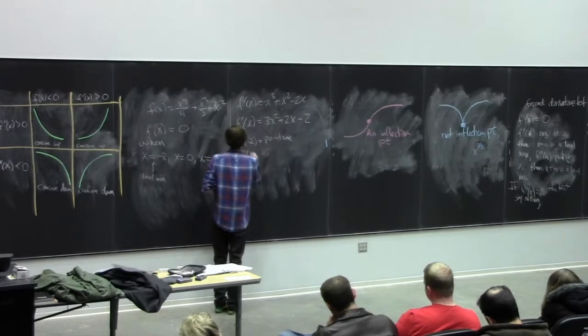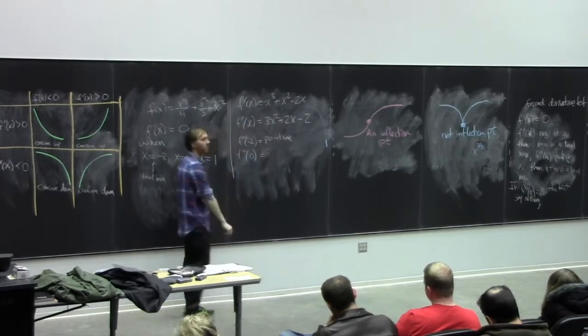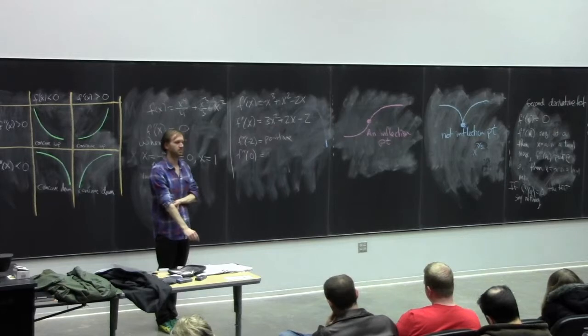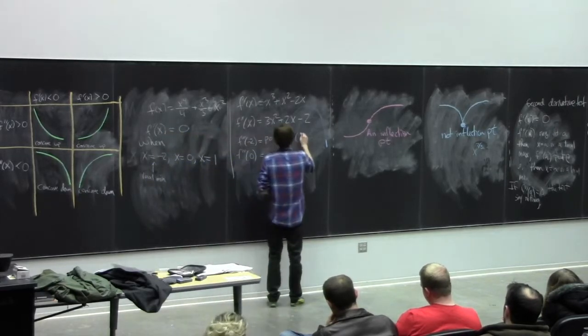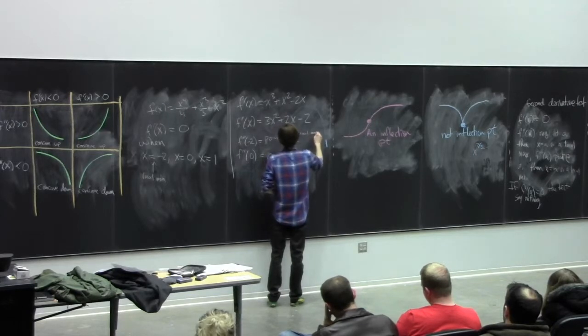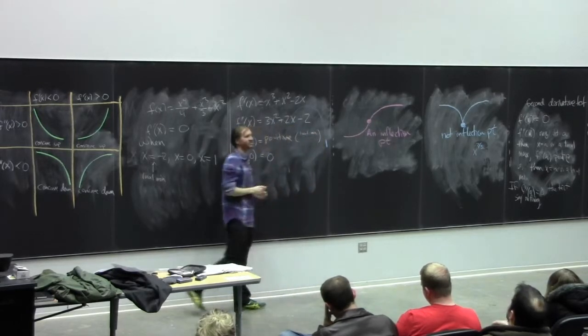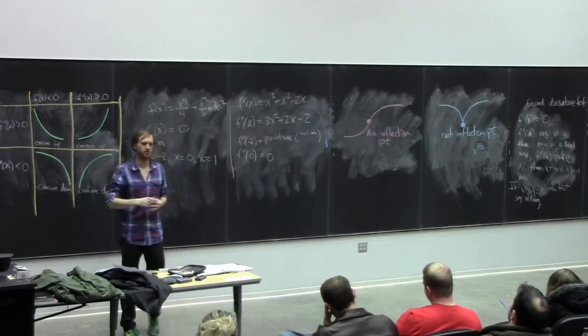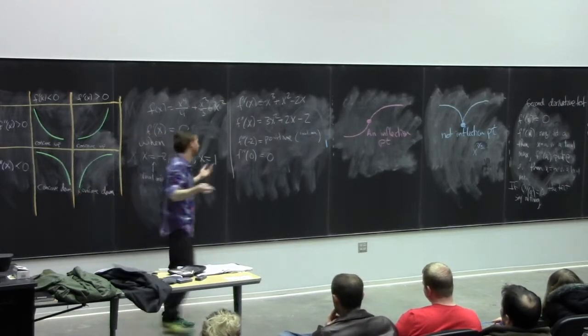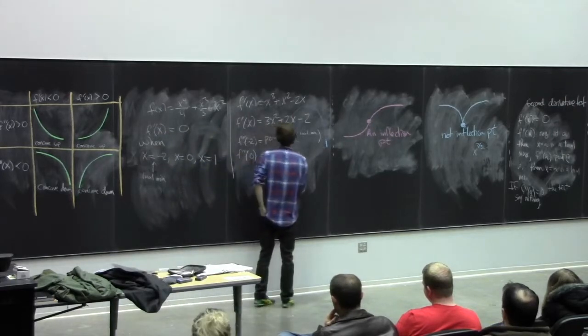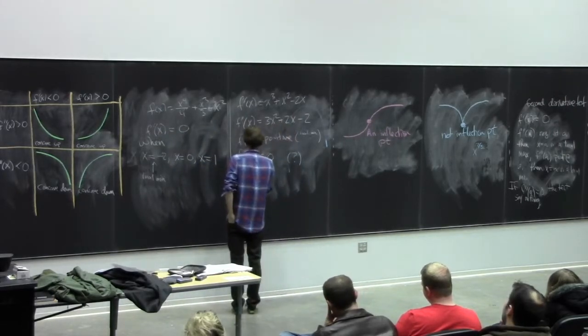What's f double prime of 0? It's 0. What does the second derivative test say here? It doesn't say anything, right? We're out. I don't know. Question mark. Let's keep on going.